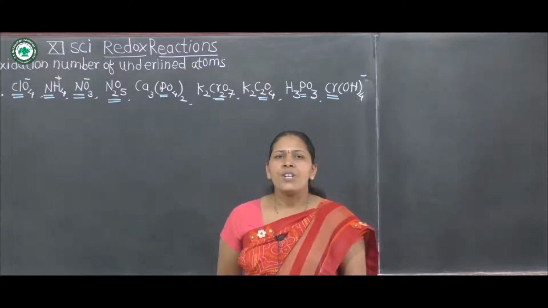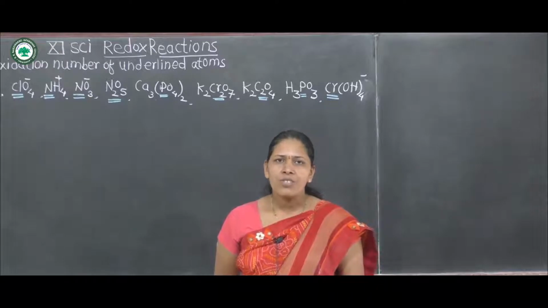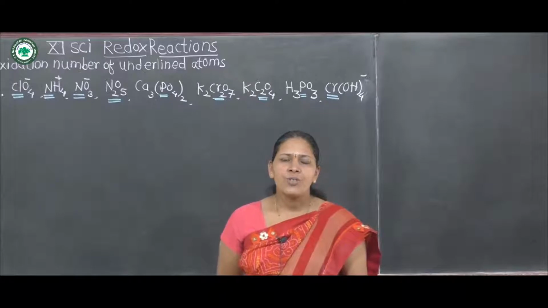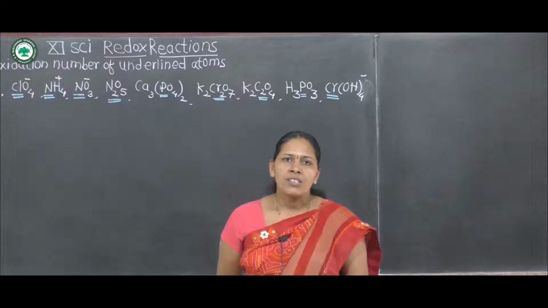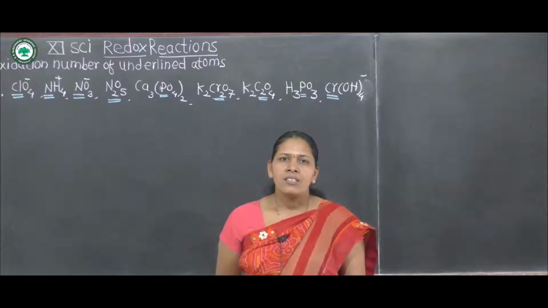Then the rules to assign oxidation number. We know that alkali metals show +1 oxidation state and alkaline earth metals show +2 oxidation state in their compounds. Elements in native or free state show 0 oxidation state. The oxidation state of a monoatomic ion is equal to its net charge. The oxidation state of oxygen is always -2, except in peroxide where it is -1 and in superoxide where it is -1/2.